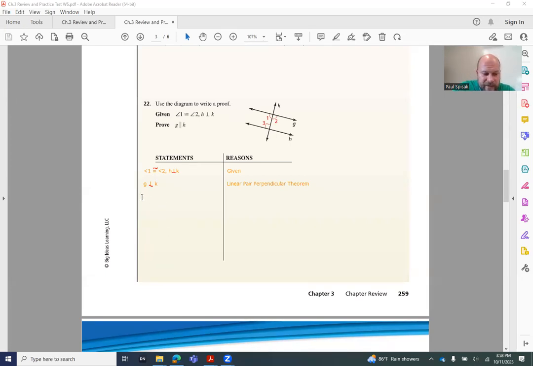Then from there, we can say if those two are perpendicular, and we know in the first one, these two are perpendicular. Well, notice we have K in both of those statements. Since H and G are both perpendicular to K, then that means the lines must be parallel. So we can say that G is parallel to H because of the lines perpendicular to a transversal theorem.